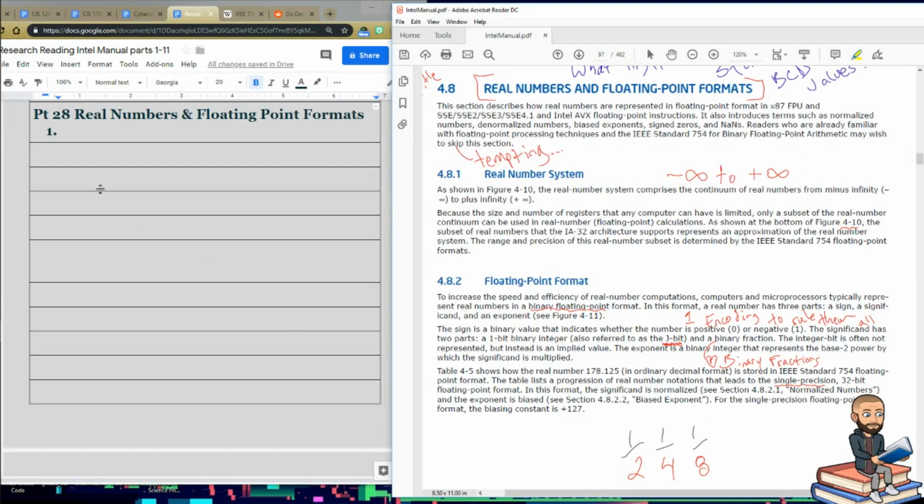The objective today is to explain what the Intel manual says about real numbers and floating point formats. This section describes how real numbers are represented in floating point format in x87, FPU, and all these instructions.